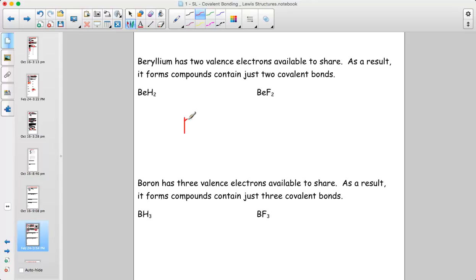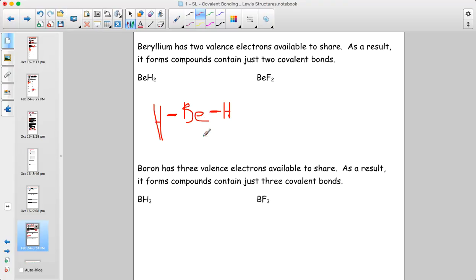So beryllium only has 2 valence electrons. If we were just going to draw its dot structure, it looks like this. So it only has 2 electrons to share. So beryllium forms a compound with hydrogen where it forms 1 bond with each hydrogen. Whoa, that was a big H. Sorry about that. And that's it. This is the molecule. The beryllium does not have an octet. It only has 4 valence electrons around it, but this is how it forms. It's because beryllium only has 2 valence electrons to share, so it forms compounds with just 2 covalent bonds.